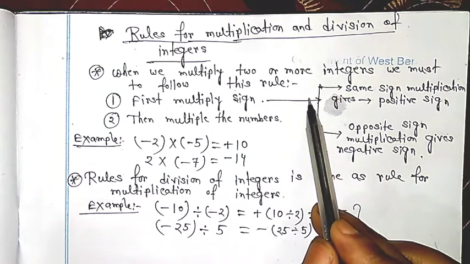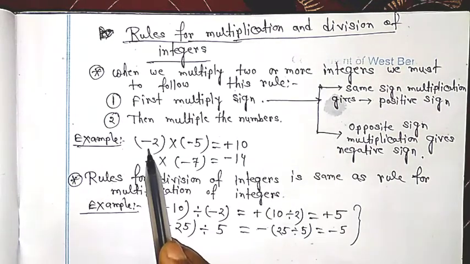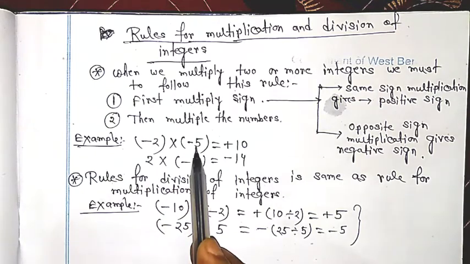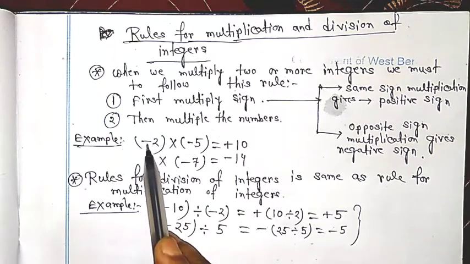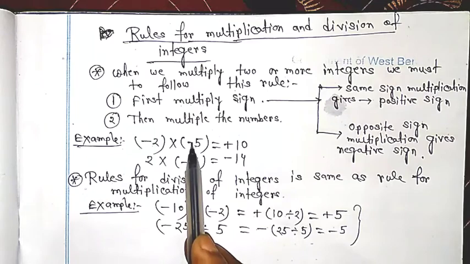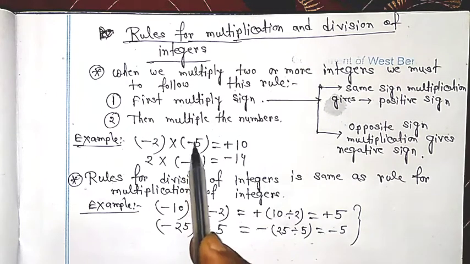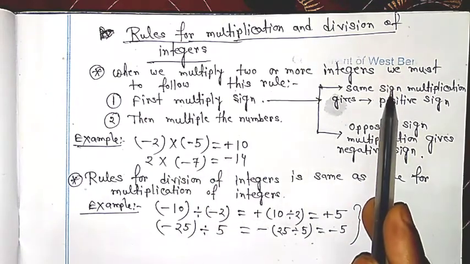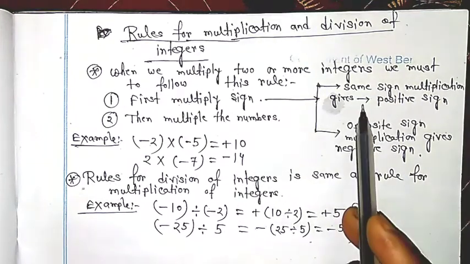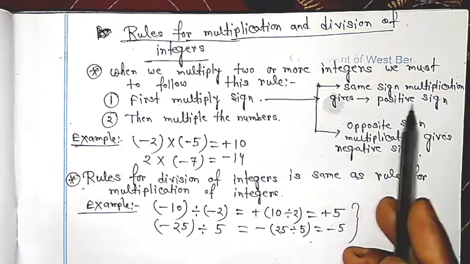Okay, now we take an example, minus 2 into minus 5. So what was the rule? First we multiply the signs. Here the first sign is minus, the second sign is also minus. So if we multiply the same signs, that gives a positive sign.